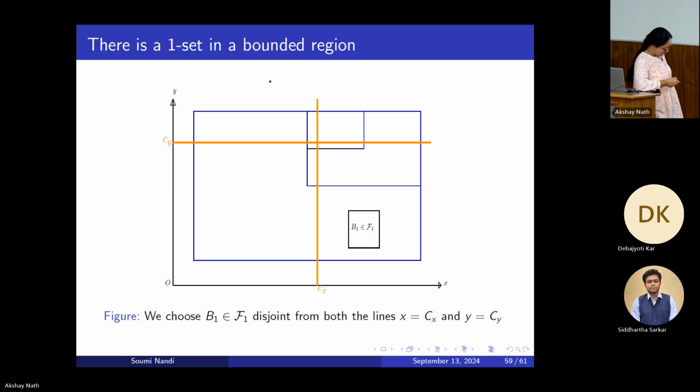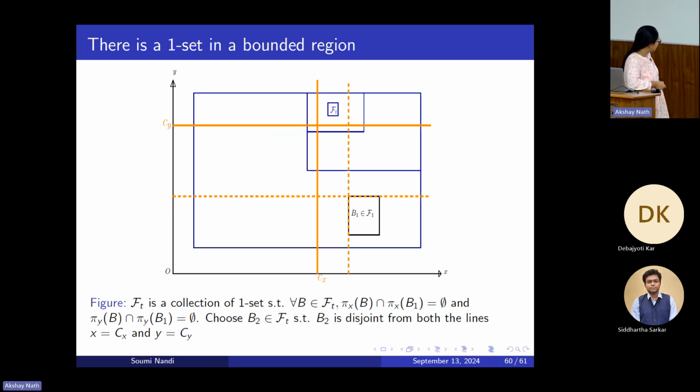And after getting these two lines, first I'll pick any box from that family that is not pierceable by any of these two lines. And then I define a subfamily, this F2, such that in F2 I'll collect all those boxes that are not pierceable by an axis parallel flat along with this box B1. So how can I ensure that this F2 will be non-empty?